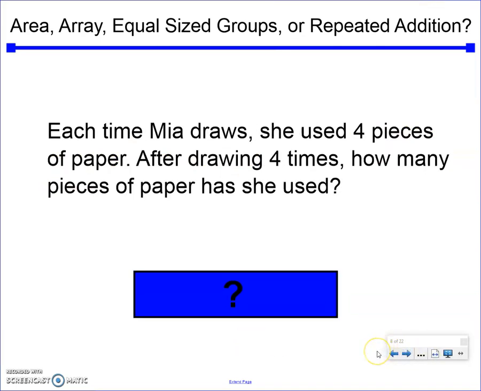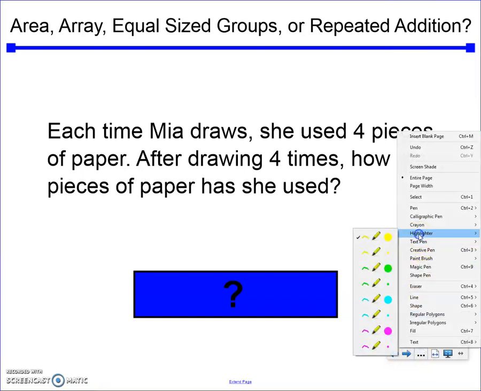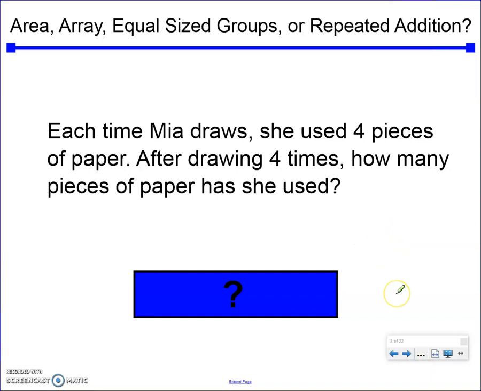Here's our next problem. Each time Mia draws, she uses 4 pieces of paper. After drawing 4 times, how many pieces of paper has she used? What are some key words that are helping us figure out the problem type in this problem? Well, I see that Mia is using 4 pieces of paper every time that she draws. So every single time she draws, she's going to use 4 pieces of paper.